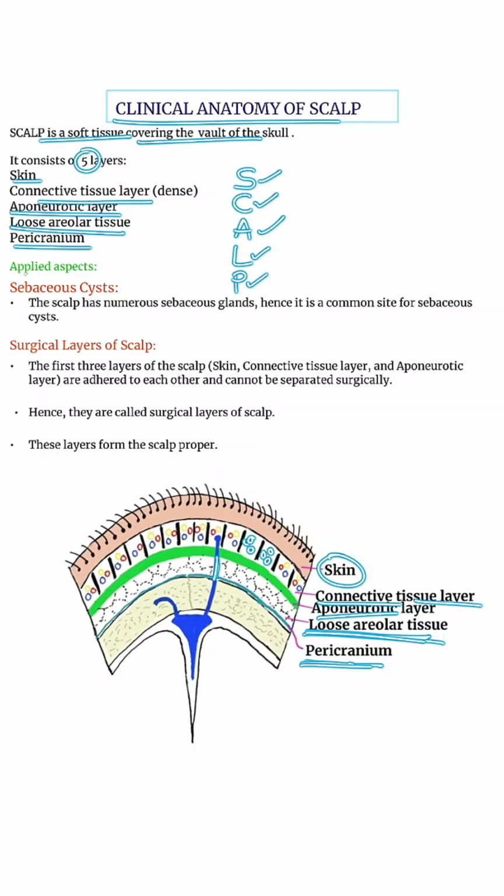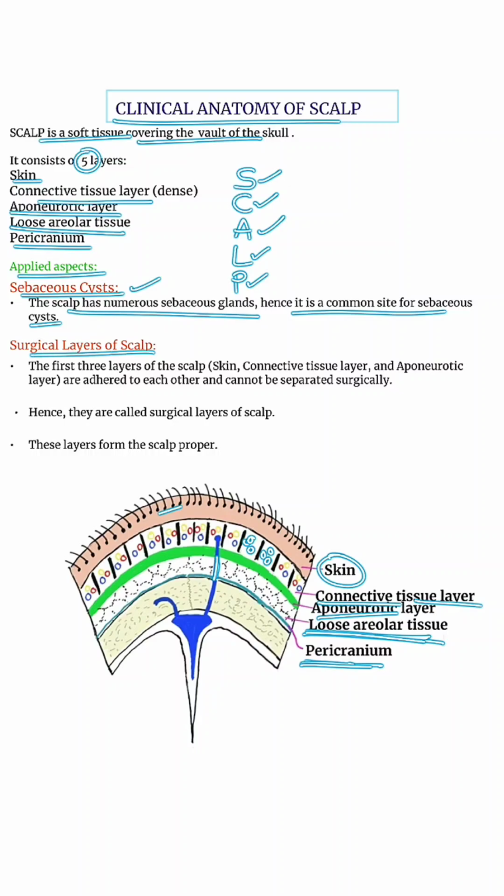Now let's see the applied aspects of the scalp. Sebaceous cyst. The scalp has numerous sebaceous glands. Hence it is a common site for sebaceous cyst.